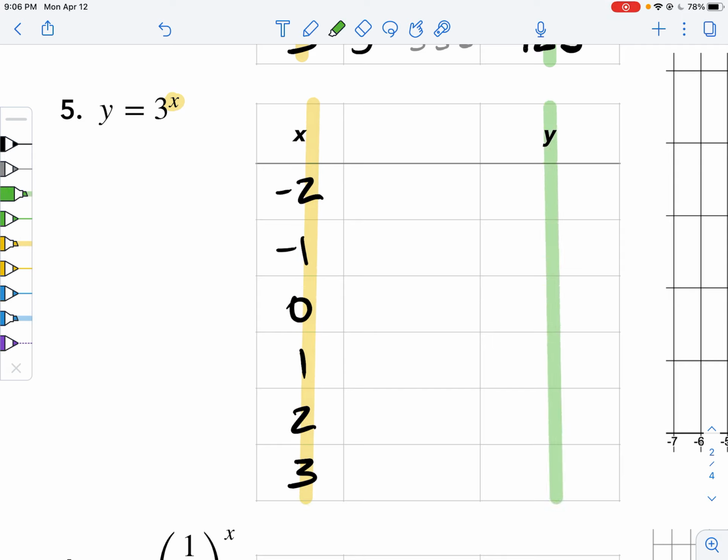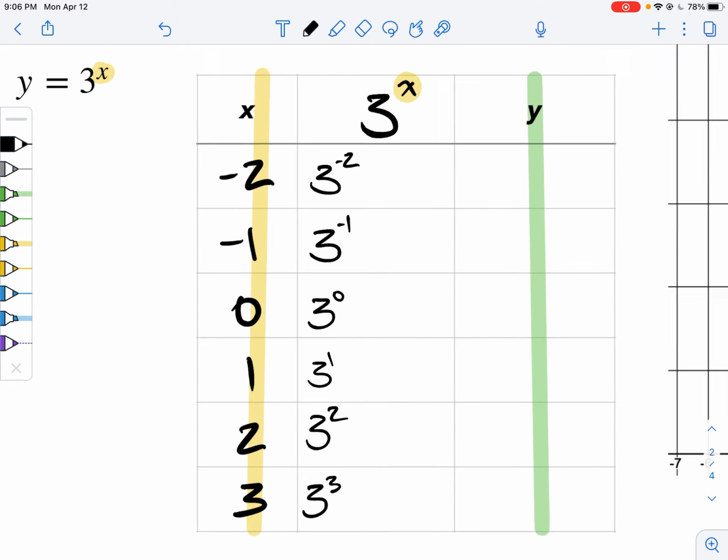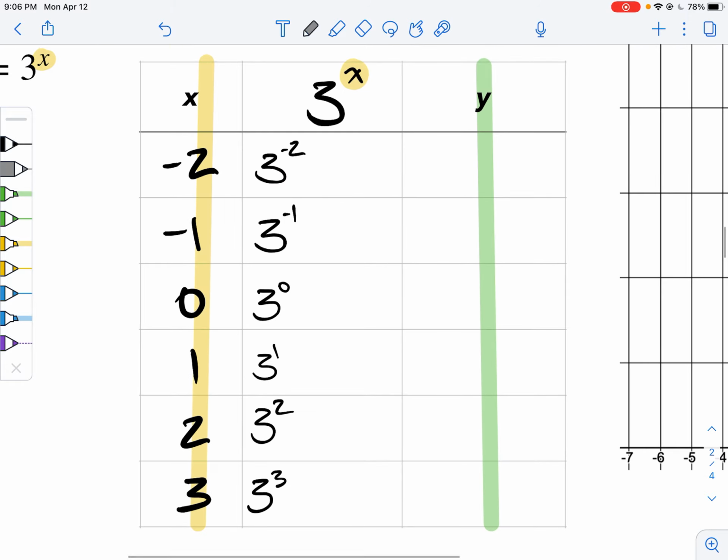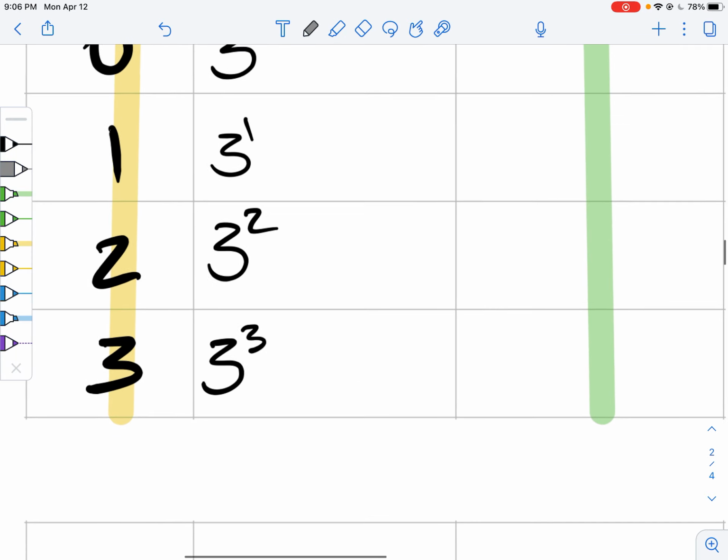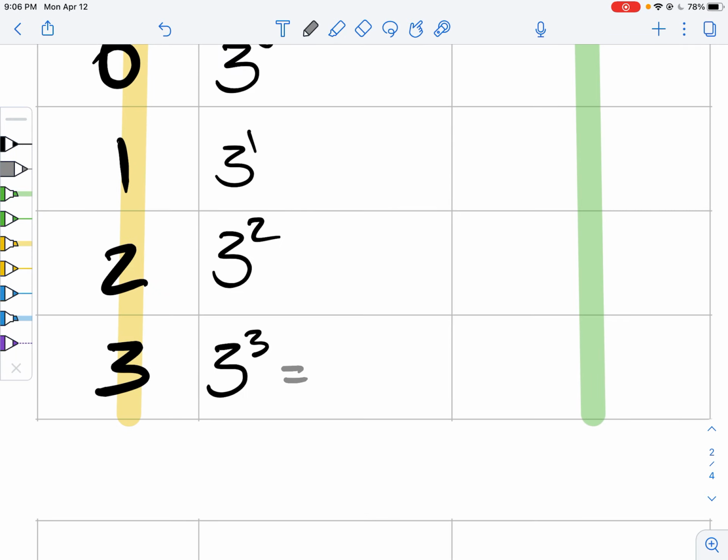day. Okay, so we've got 3 to the xth power, 3 raised to the power of x. So that'll give us 3 to the -2nd, 3 to the -1st, 3 to the 0th, 3 to the 1st, 3 squared, 3 cubed. Again, guys, I like to start at the bottom because I think that's just easiest. 3 cubed is 3 times 3 times 3, which is 27.